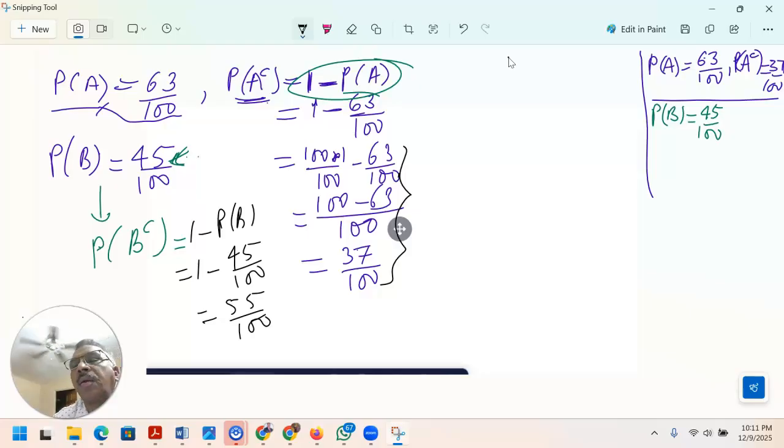So I'll make a note here. The probability of B complement is 55 divided by 100. Okay. So now I'm going to wipe this off.